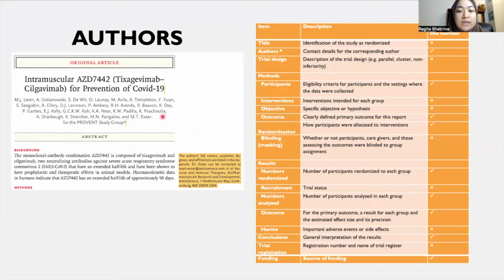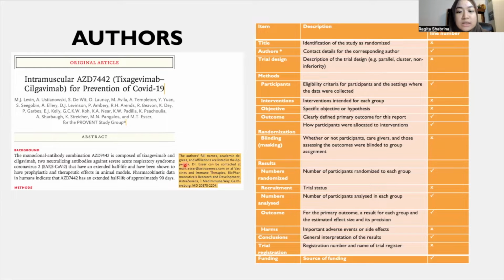In this article, there is no identification of the study as randomized. As we know, the title of this article is Intramuscular AZD7442 for prevention of COVID-19. And next, we move on to the authors. The author's definition is contact details for the corresponding author. And there is the author's checklist.